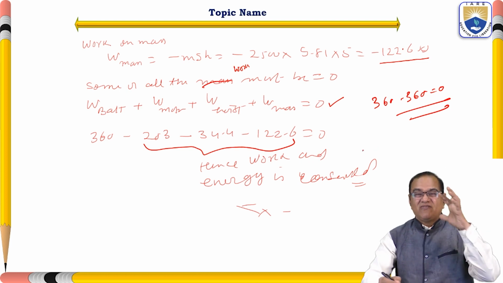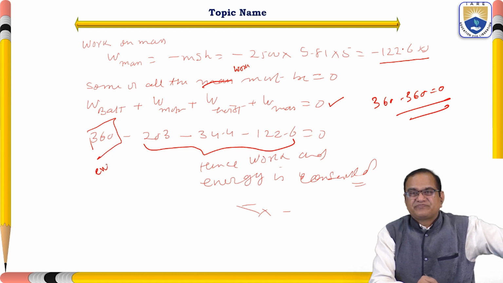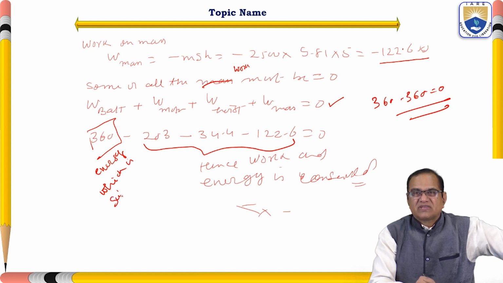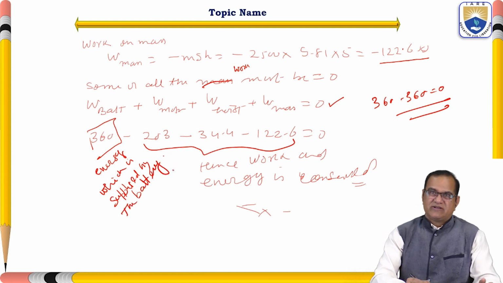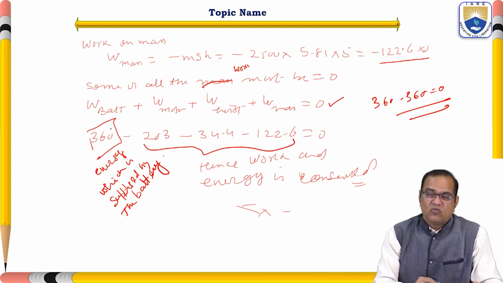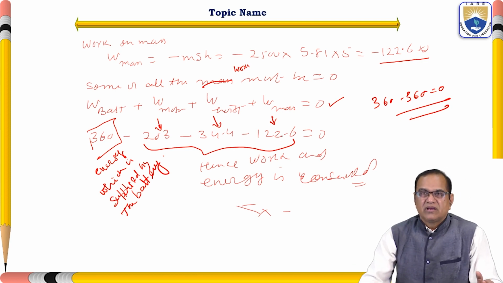So here, whatever energy we supplied from the battery, this is the energy which is supplied by the battery. This energy equals the work, and this is the work done by each and every item in the system. So the summation of this is 0. So our first law of energy, that is the energy is conserved, is correct.